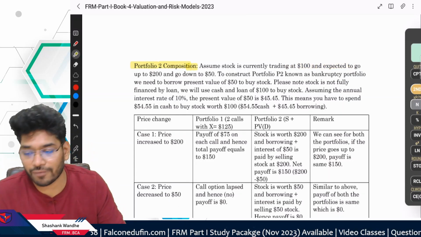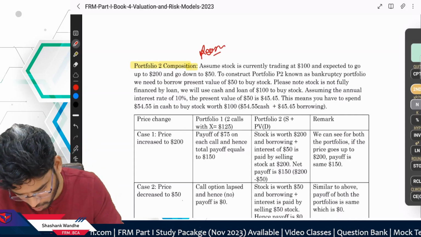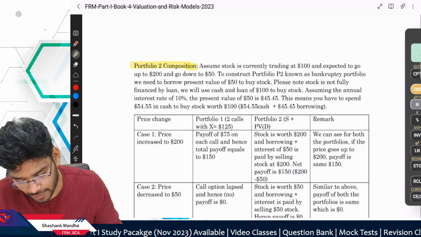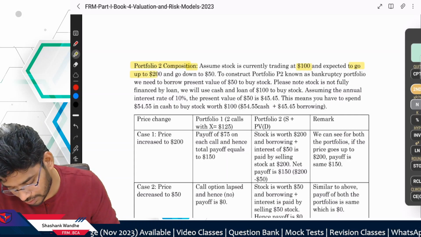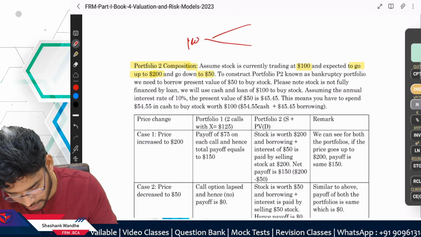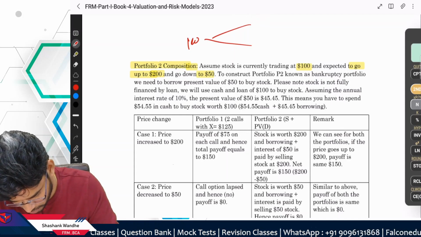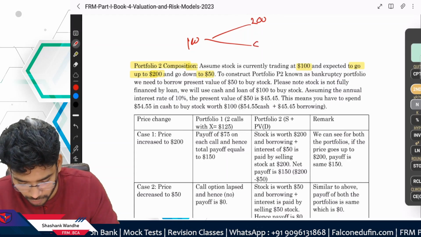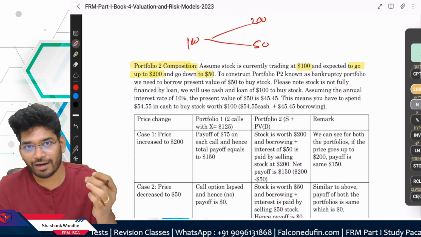Okay, now we have to assume, so first is the reasoning behind the composition and then there is the composition. Now see, assume the stock is currently trading at $100 and expected to go up to 200 or down to 50. So this is the situation. Always remember, the combination, the portfolio is of one stock and one borrowing.